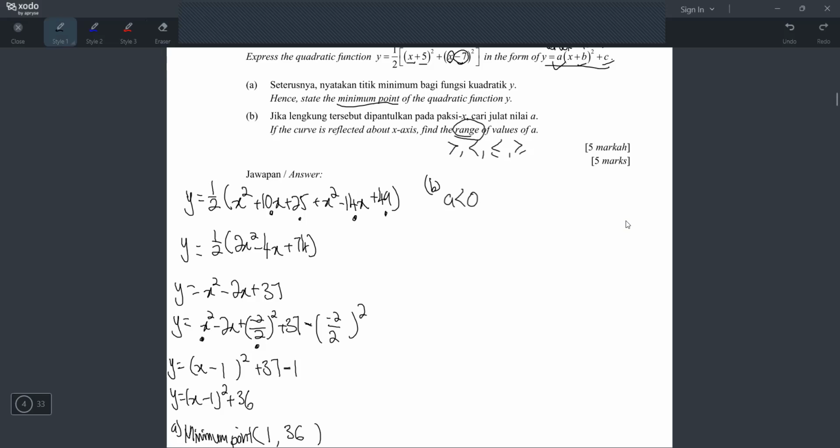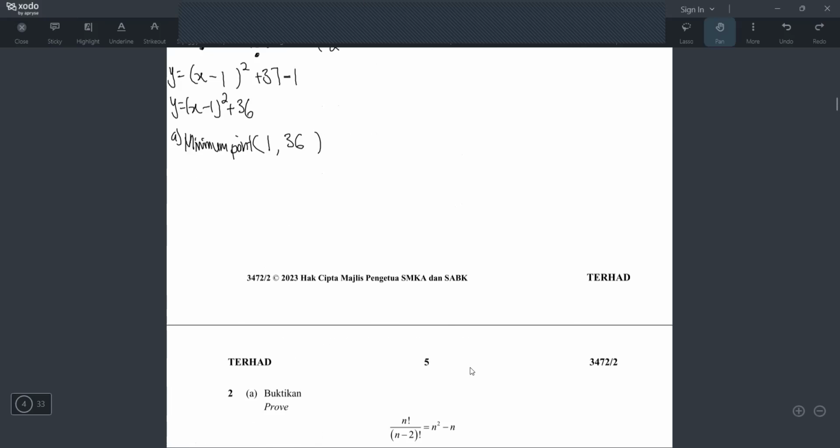Because from the example I showed you just now, you already know it doesn't matter how many roots the curve has. When you reflect about the x-axis, you will end up with an N-shaped curve. And when it's N-shaped, a must be negative. So instead of writing a = -1, I just write a < 0. Okay, but deep down, I actually know the exact value of a, which is -1. But since the question asks us for the range, I'll just write a smaller than 0. Right? So yep, hope you understand.